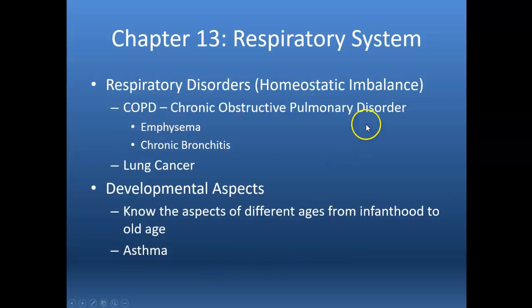Respiratory disorders, homeostatic imbalance. So there's a few things we looked at. COPD, chronic obstructive pulmonary disorders like emphysema, chronic bronchitis, and then lung cancer. Those are 2 big categories, COPD and lung cancer. And the developmental aspects, what happens at different ages, when you get to old age. But asthma is something that can kick in as well. So anyways, that's a quick overview.